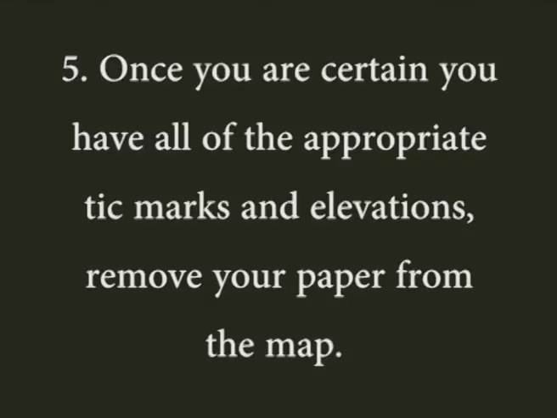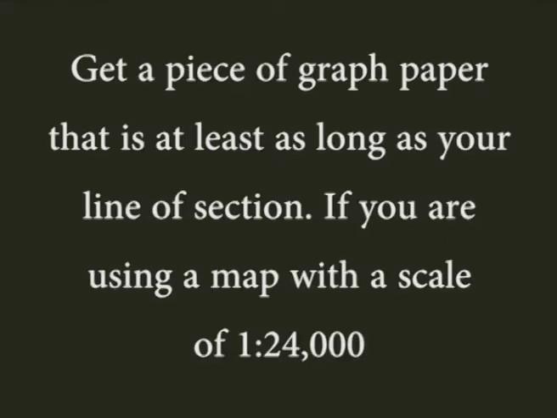Be sure to keep track of the number of intermediate contours between the major contours. If there are more than 4 intermediate contours, it means that there has been a change in slope and you need to check to see if you have crossed a hill. Once you are certain you have all the appropriate tick marks and elevations, remove your paper from the map. Get a piece of graph paper that is at least as long as your line of section.